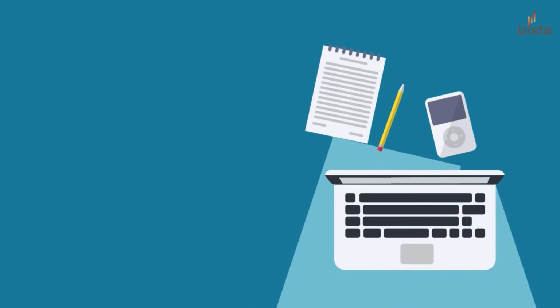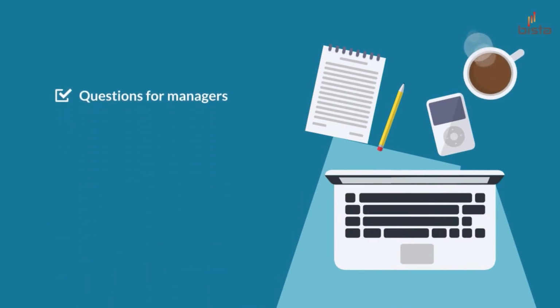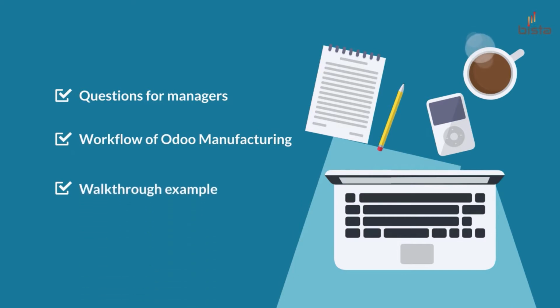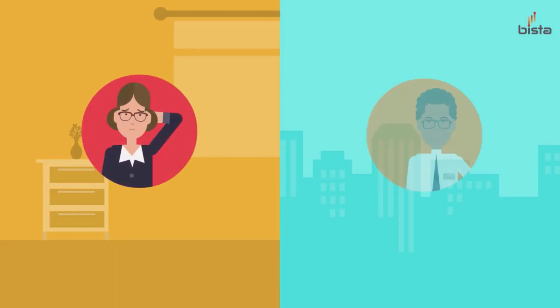We're going to talk about some questions that managers ask when they're looking at planning and scheduling. We're going to go over some workflow for how Odoo Manufacturing will schedule. We're going to walk through some examples, and then we're going to do a little bit of analysis. So let's start with questions that managers ask.